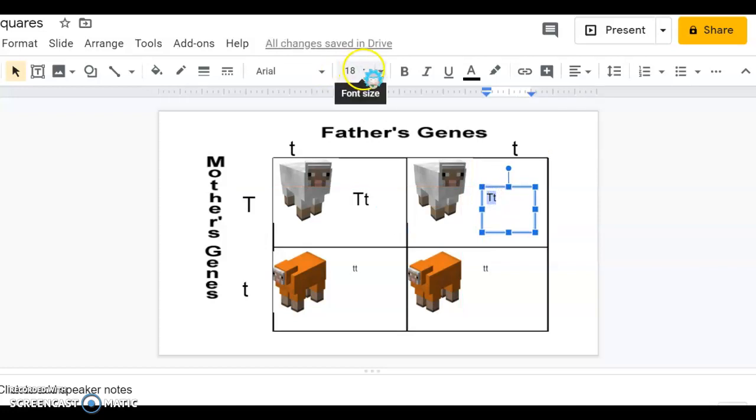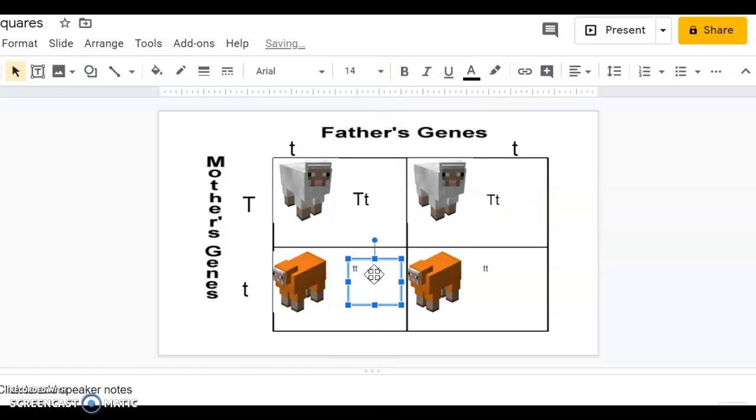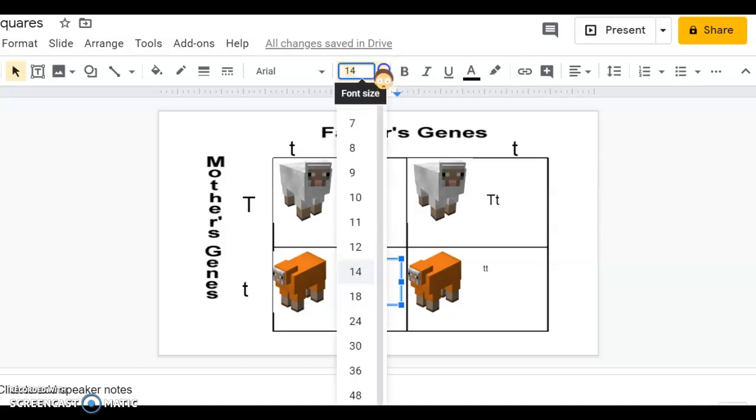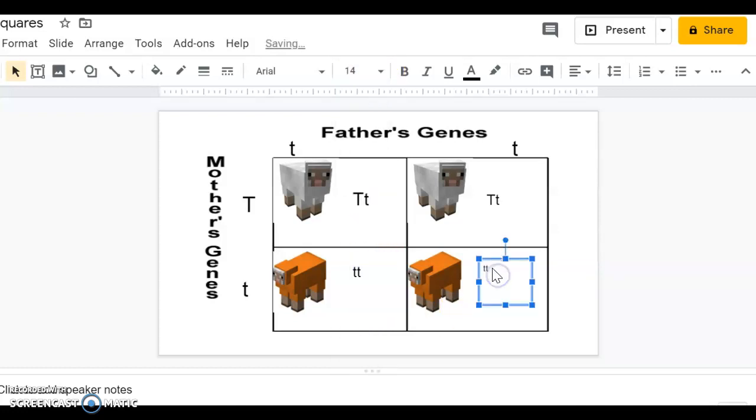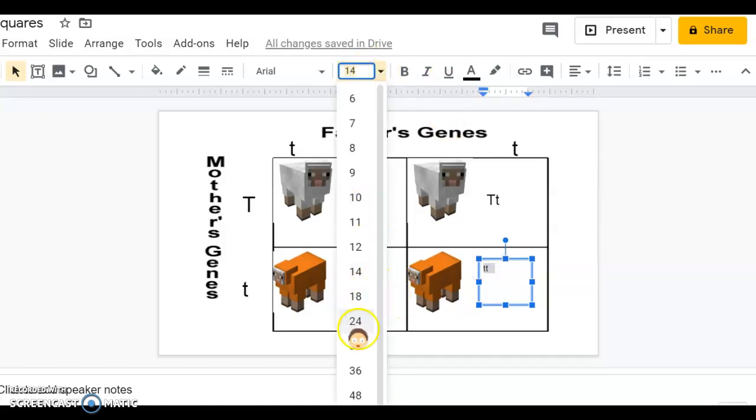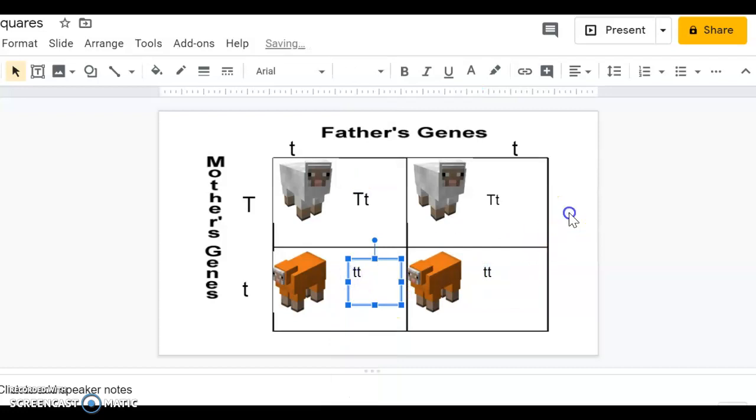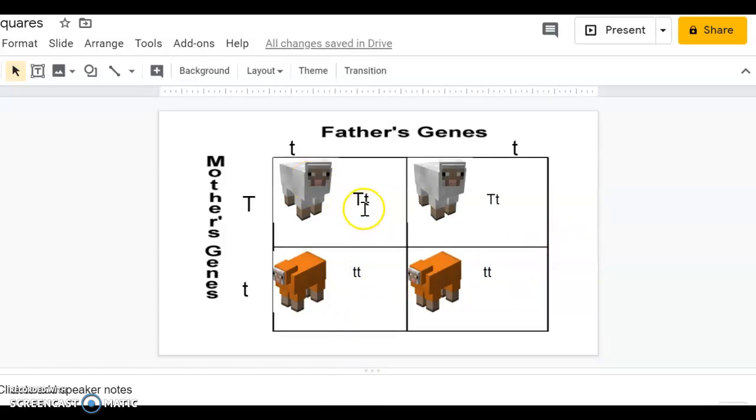I'm going to blow that up. Now we see we have a big T, little t, big T, little t, little t, little t, little t, little t. So the big T, which is the dominant trait for white, shows through. So we get a white sheep, and we get a white sheep. But now we have two recessive alleles, so we get an orange sheep and an orange sheep.